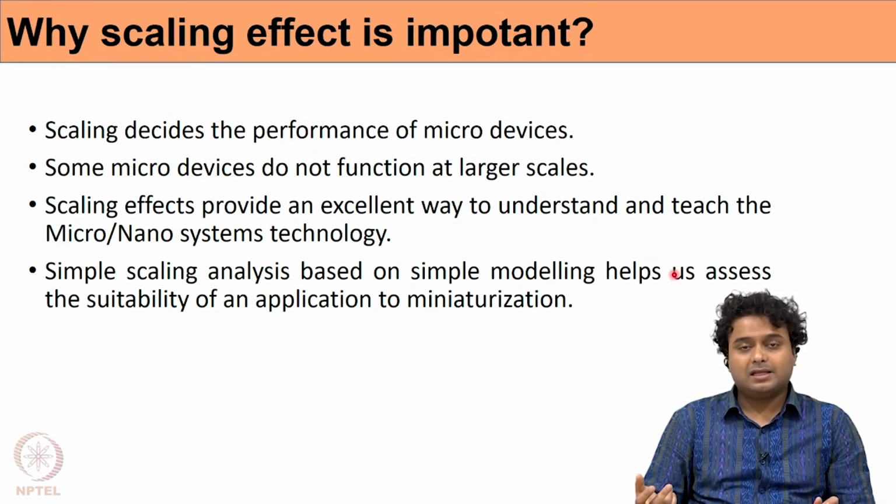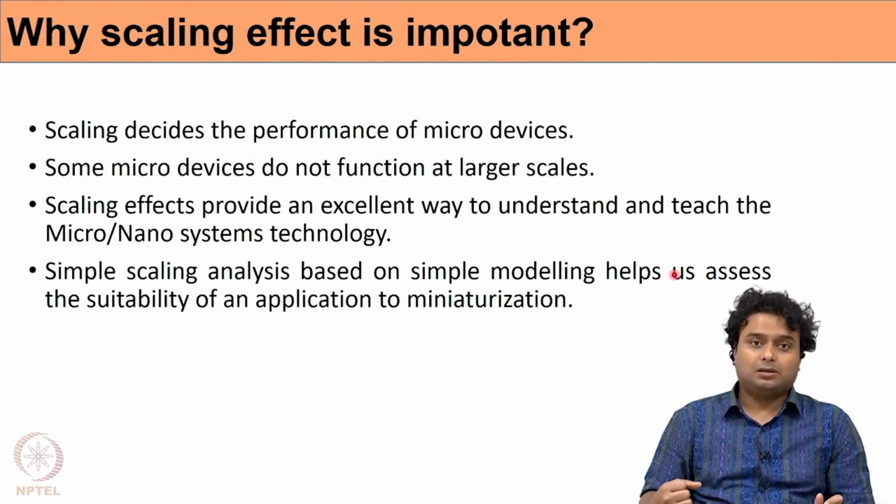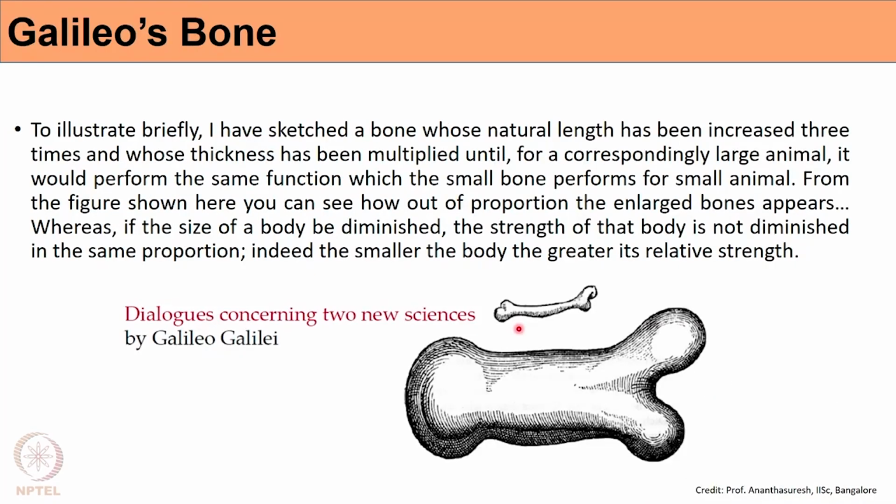Because before making anything we need to understand whether miniaturization is possible for that device or not, and second, whether it will be suitable for miniaturization. To explain the scaling effect, we will use Galileo's bone example. Here, let us take this small bone and enlarge it by 3 times in the XYZ dimensions, whereas the thickness of the bone will be enlarged by the same amount that is required for a 3 times larger animal.